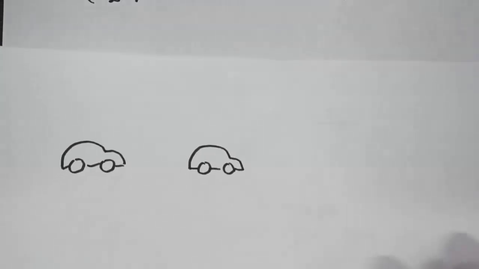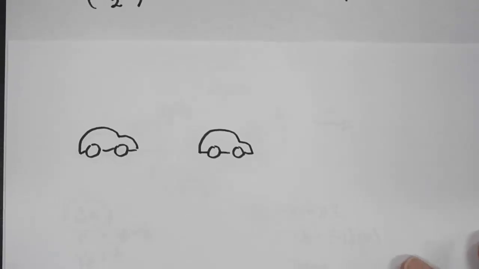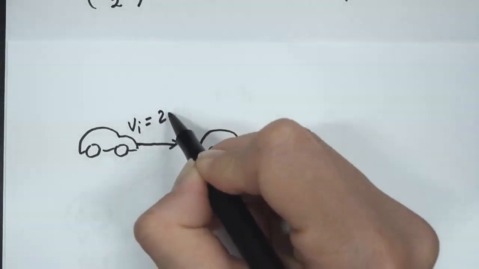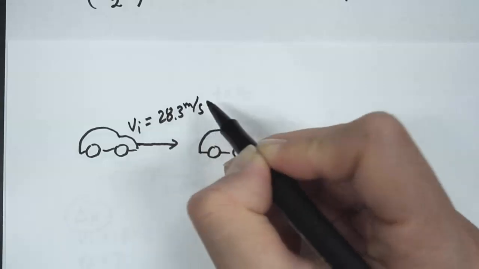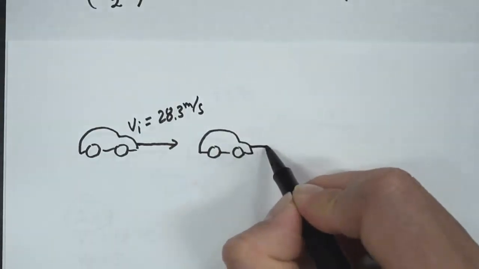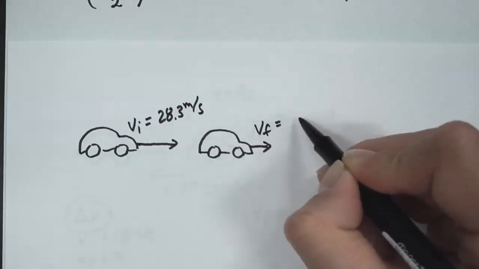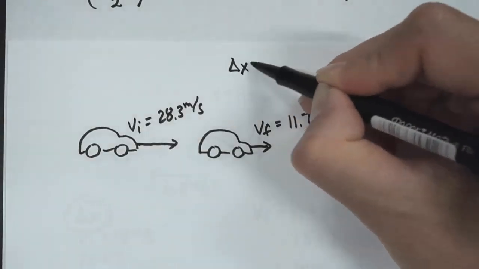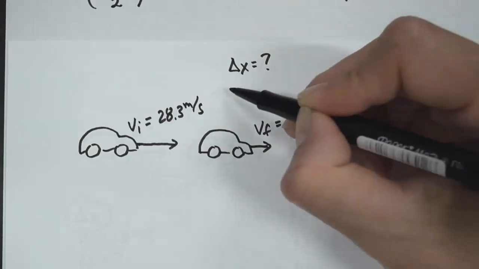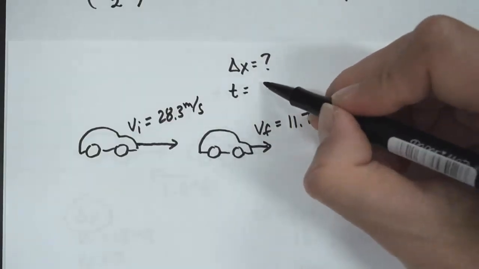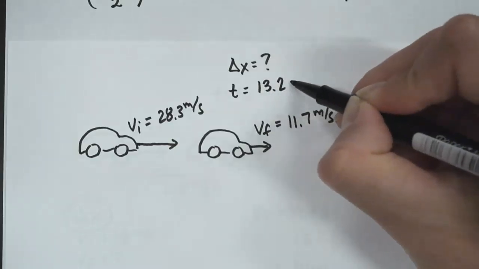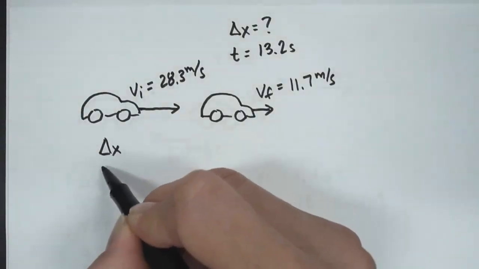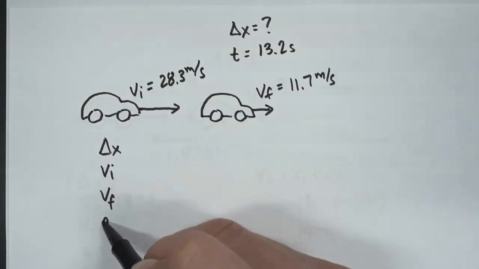All right, now we'll take a look at another example. So here we have a car. It has an initial velocity of 28.3 meters per second. It has a final velocity, slowing down, of 11.7 meters per second. We're looking for the displacement, how far it traveled, the change in position. And we're also given that the time is 13.2 seconds. So the first step is to write out all the variables: delta x, Vi, Vf, a, t.